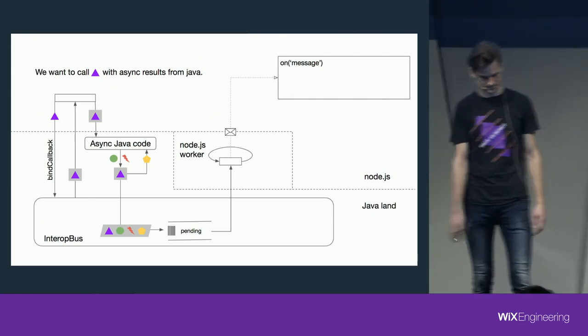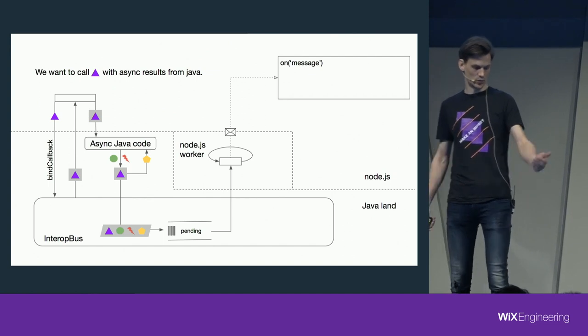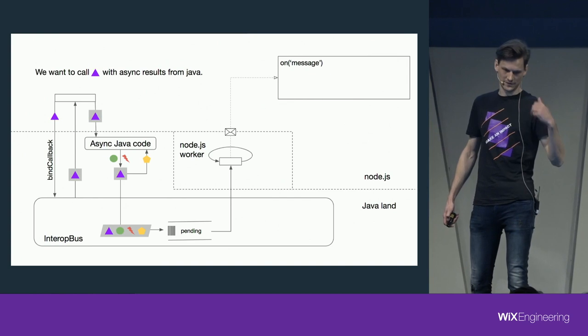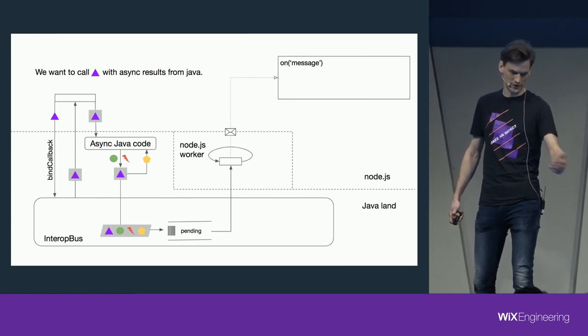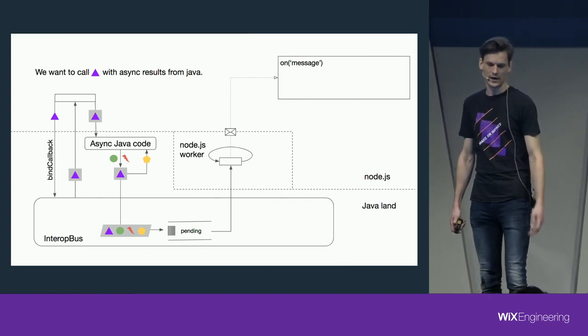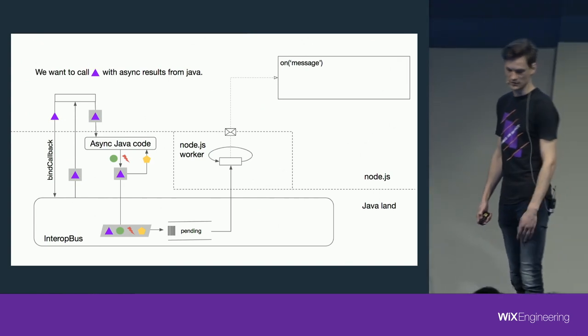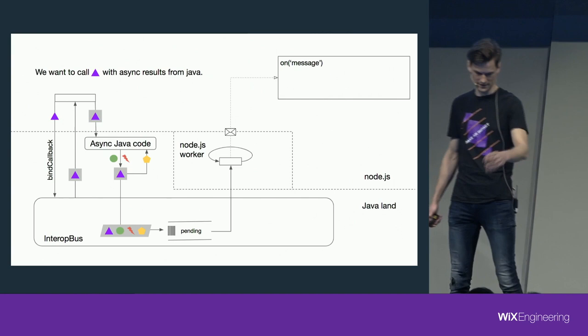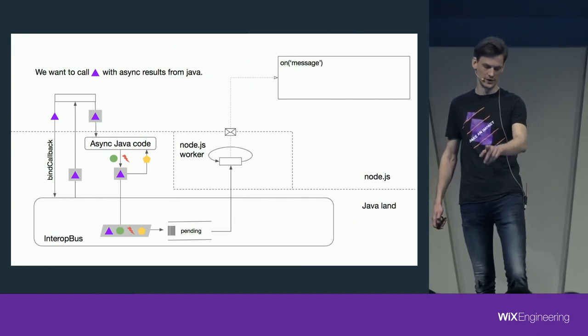So when you execute this function, instead of directly executing the JavaScript code, it puts it into a queue. Then there's a Node.js worker that polls this queue and actually blocks on this queue.